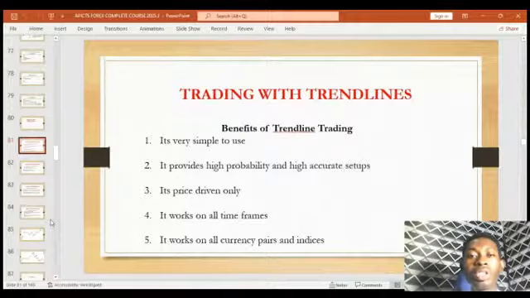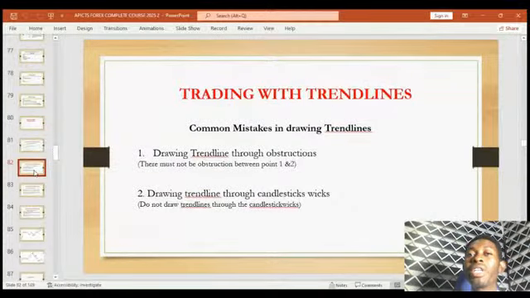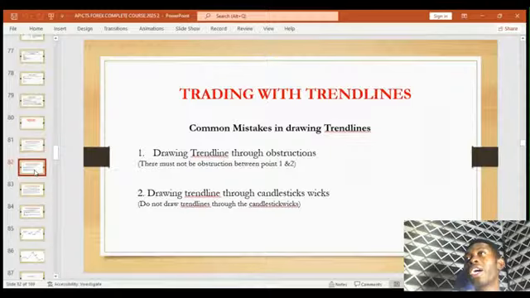And then the mistakes of drawing trend lines. Number one, avoid drawing a trend line through obstruction. Nothing should obstruct your trend line, especially between point one and point two. It must not cross the wick, it must not cross the body of a candle, it must not cross anything. There must be nothing crossing between point one and point two. Then our focus is always on point three, point four, point five, and so on, as many touch points as you can have.